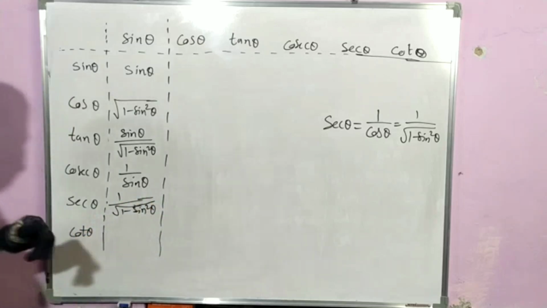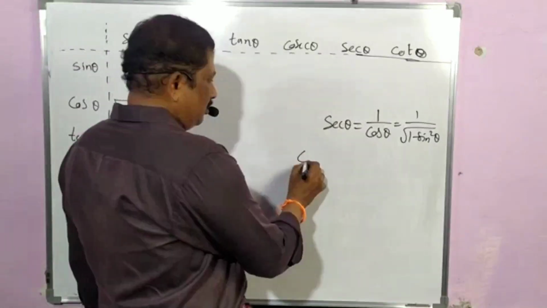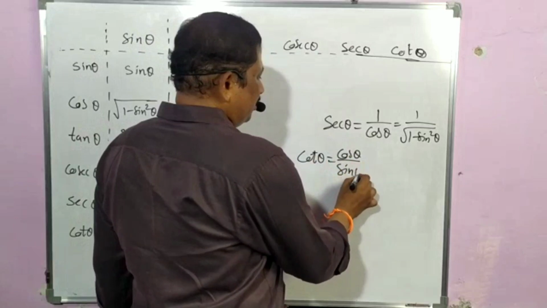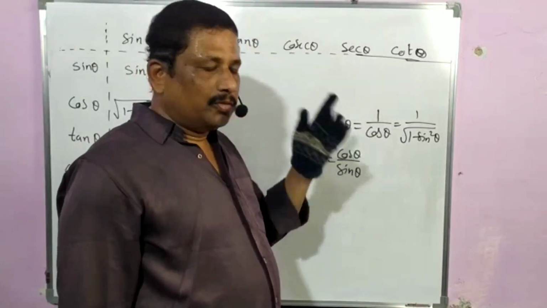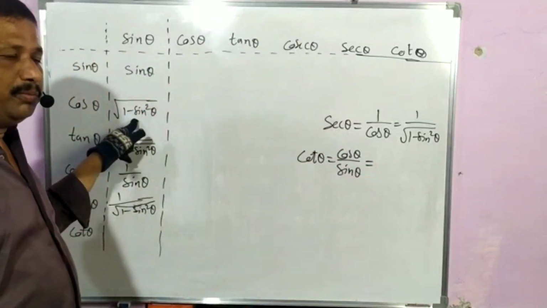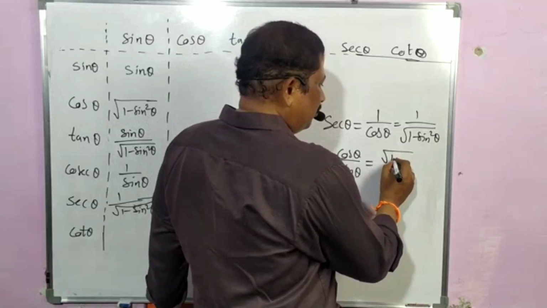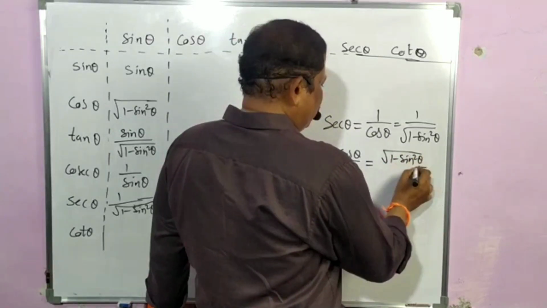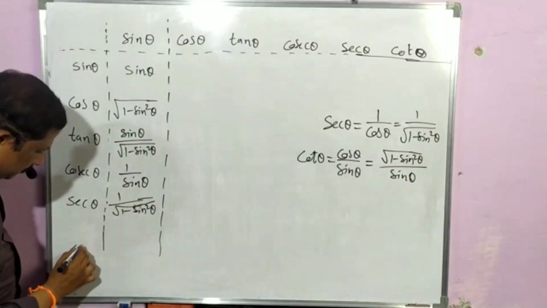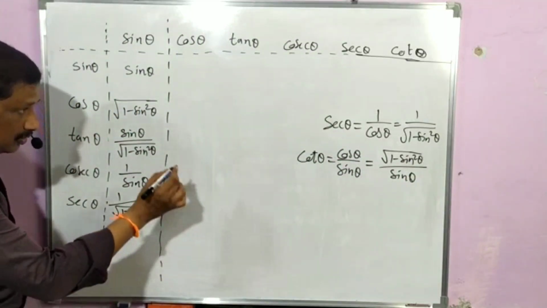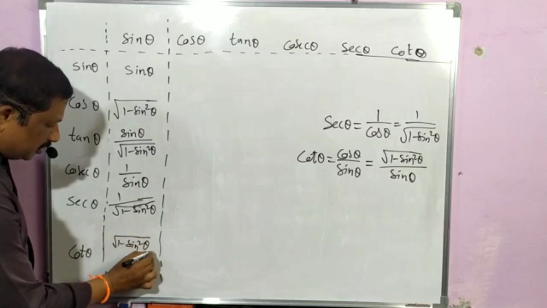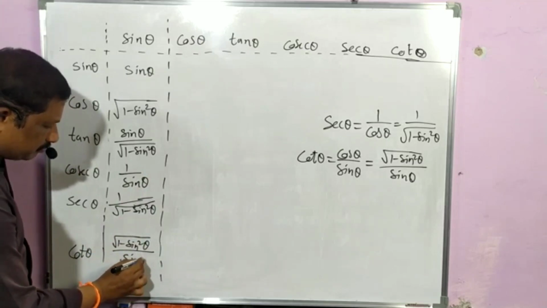Next, cot in terms of sine. We know that cot theta is equal to cos theta by sine theta. In the denominator we already got sine. Numerator we have to convert into sine. Cos in terms of sine is already converted, root of 1 minus sine square theta. So cot theta is equal to root of 1 minus sine square theta by sine theta.